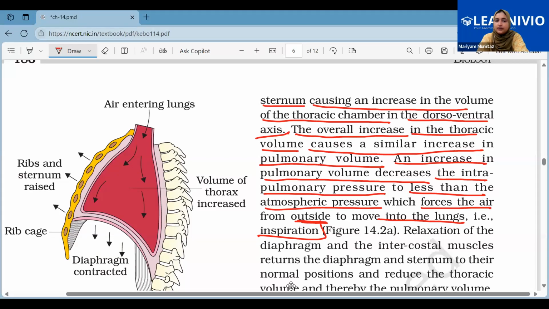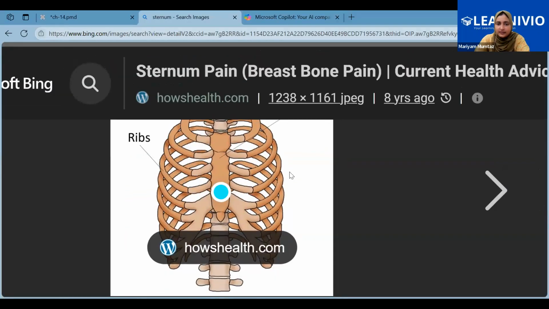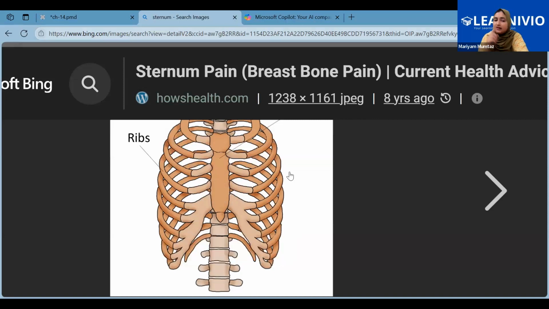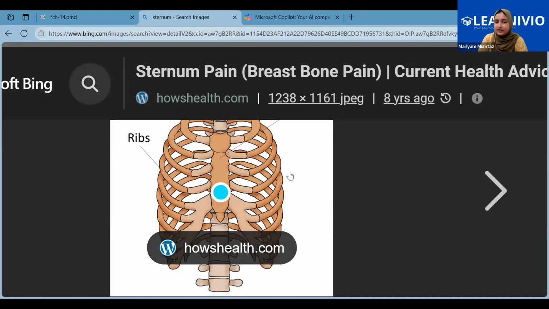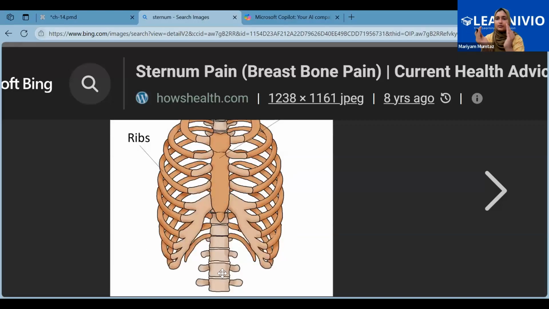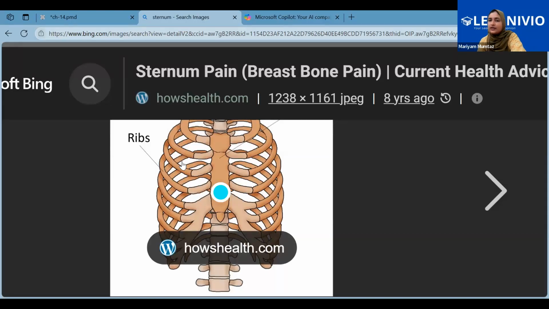Now see this thing. You people were wondering about the sternum. See, right in the middle, do you see this long triangular bone? Do you see how the ribs are attached to this bone in front? That is why we say that the thoracic chamber, ventrally, is made by the sternum. Dorsally we have the vertebral column. Dorsal means backside. And laterally, sideways, we have the ribs. This is the anatomical setup. Clear? Yeah.